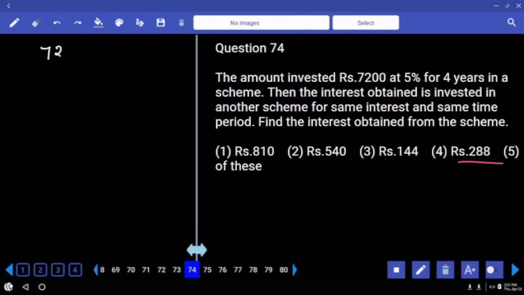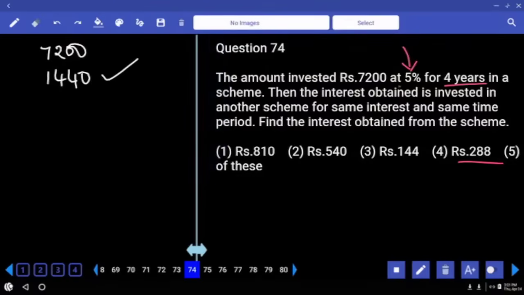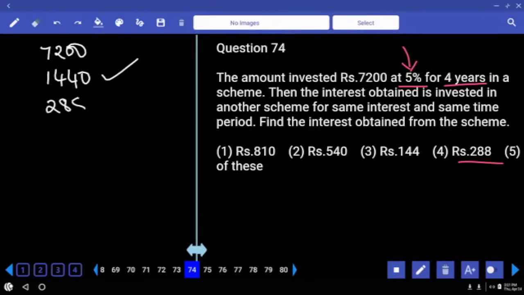Principal is 7,200. Simple interest at the rate of 5% for 4 years is equal to 20%. 20% calculated on 7,200 only. How much is that? 10% doubled, which is equal to 1440. Now this 1440 is invested somewhere for the same time period at the same rate of interest. So for 4 years, 5%, again we will get 20%. 10% is 144, 20% is 288. Done.